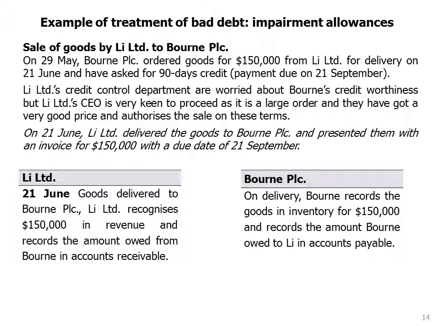So the accounting is as before, just different values. At Lee Limited, goods delivered to Bourne PLC, Lee recognises $150,000 in revenue and records the amount owed from Bourne in accounts receivable. And on the other side, Bourne records the goods in inventory for $150,000 and records the amount that Bourne owes to Lee in accounts payable.